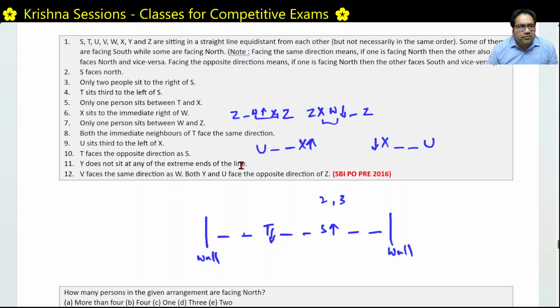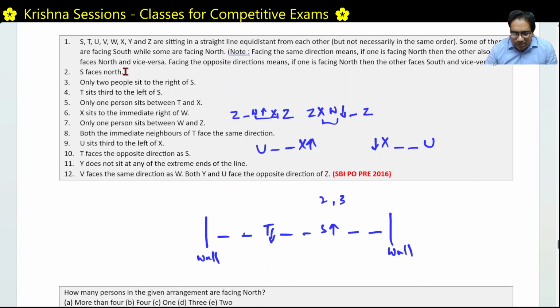Y does not sit at any of the extreme ends. So far, we didn't get anything about Y. Condition 12: V faces the same direction as W. V and W are introduced for the first time. Both Y and U face the opposite direction of Z. Z also we don't know. Correct? So far, this is the condition.